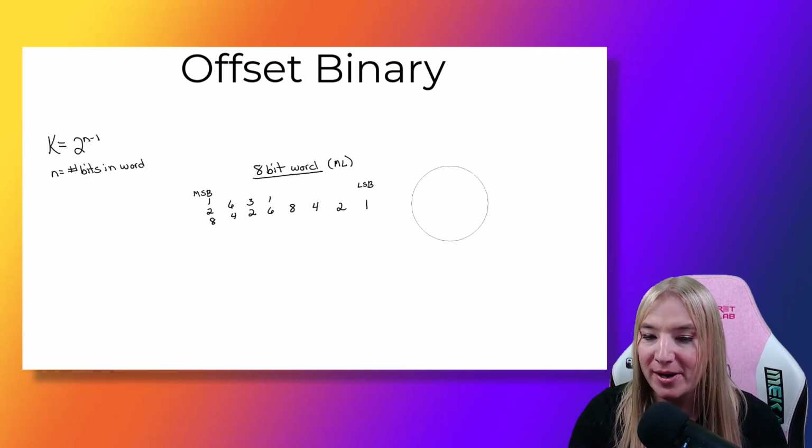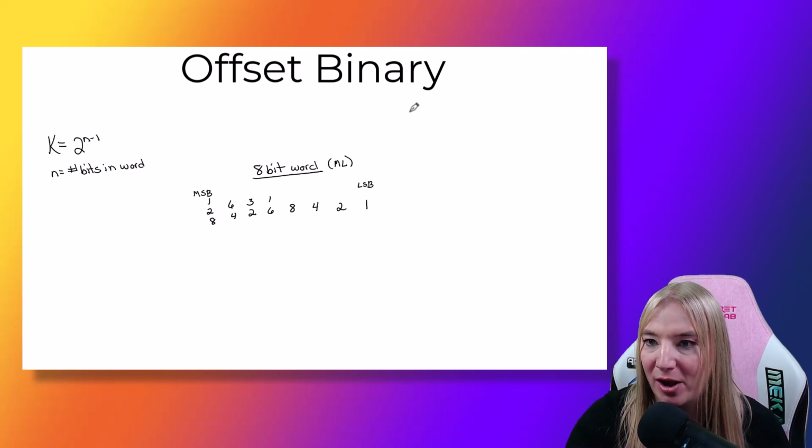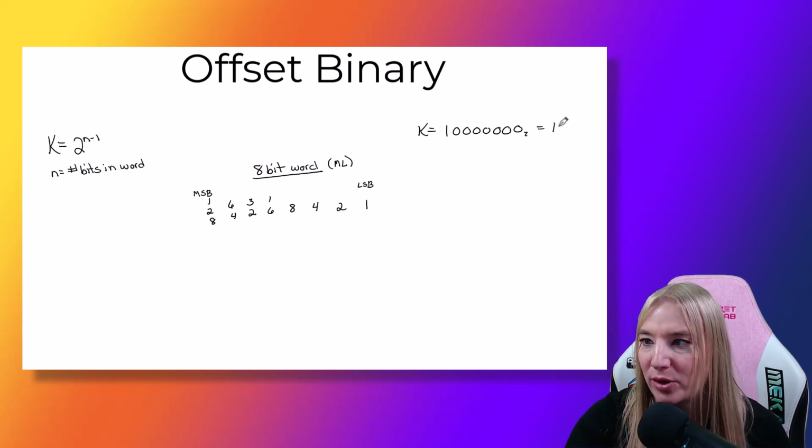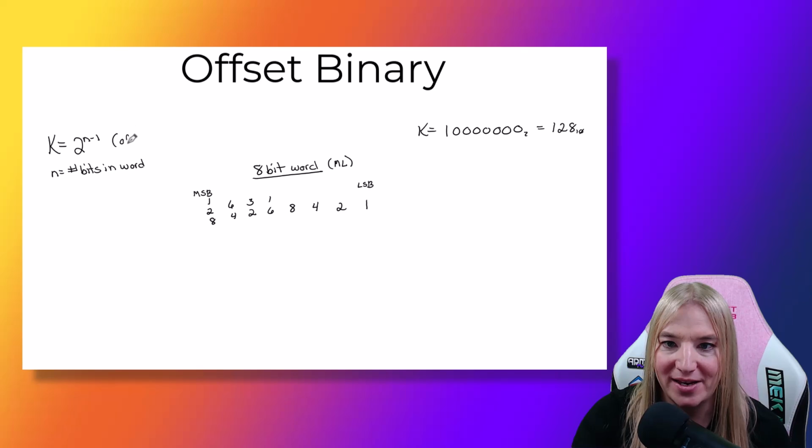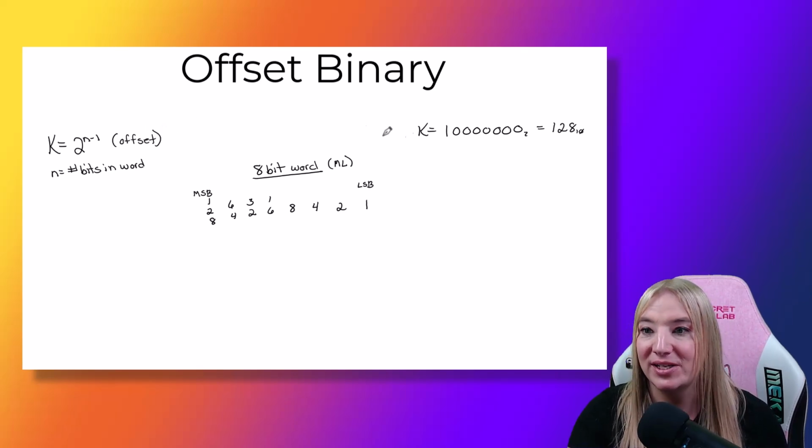I'm going to come up here to the top, and for my offset, I'm going to put k. So k equals 1 and then 7 zeros. So 1, 2, 3, 4, 5, 6, 7. Making sure we have 8 bits here, which we do. And I'll put my little base 2 on it. Again, this is equivalent to 128 in decimal, which is our offset. So k is the offset, so we don't get confused here.